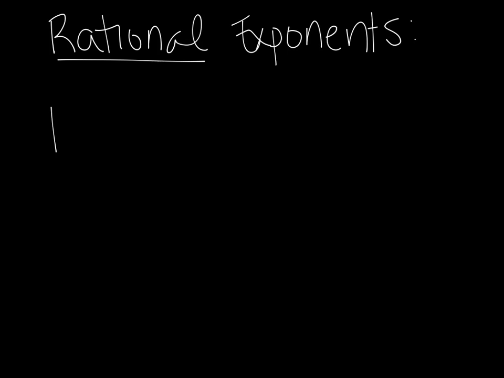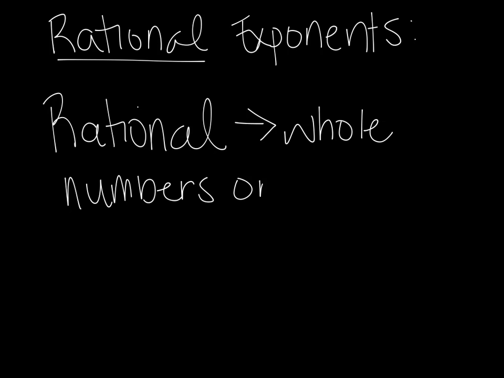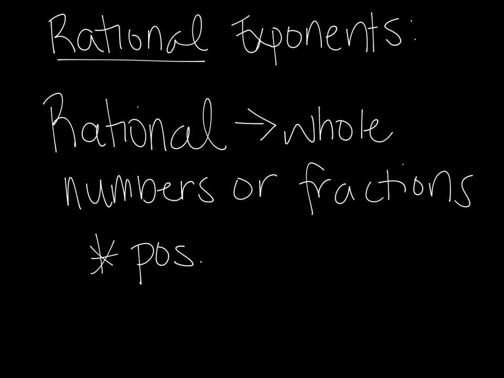So the first thing we want to do is go back and think about Learning Target 1. What did we learn about the word rational, and what is a rational number? Ms. Solomon, what did we learn about a rational number? Rational numbers were whole numbers or fractions, and they can be positive or negative. So we have whole numbers, we have fractions, and it includes positives and negatives. So we are going to look at simplifying expressions where our exponents could be whole numbers, they could be fractions, or they could be negative.